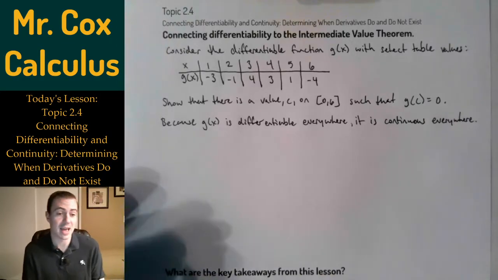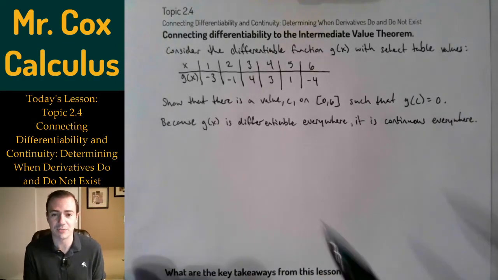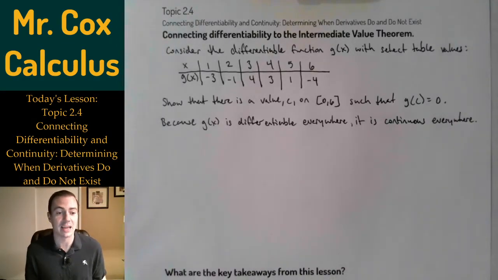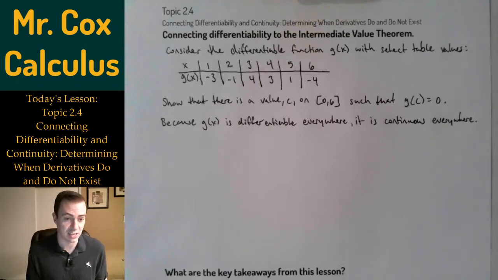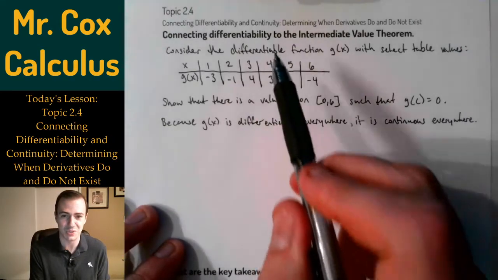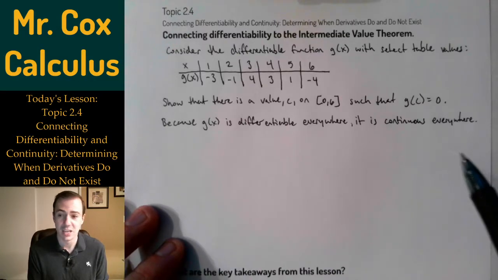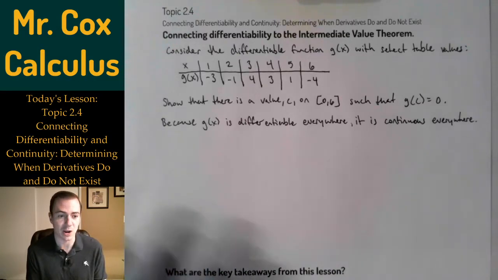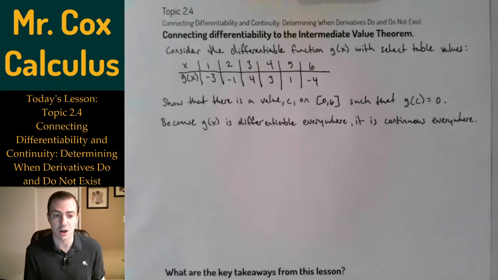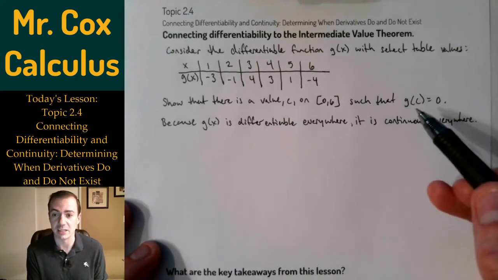You get to make that claim. If it tells you something is differentiable, you now get to say that also means it's continuous. Please remember that if it tells you it's continuous, you don't get to claim it's differentiable. But if it tells you differentiable, then you get to make the claim that it's continuous. Now then, it's continuous everywhere, so it's going to be continuous on the interval where I can find 0.